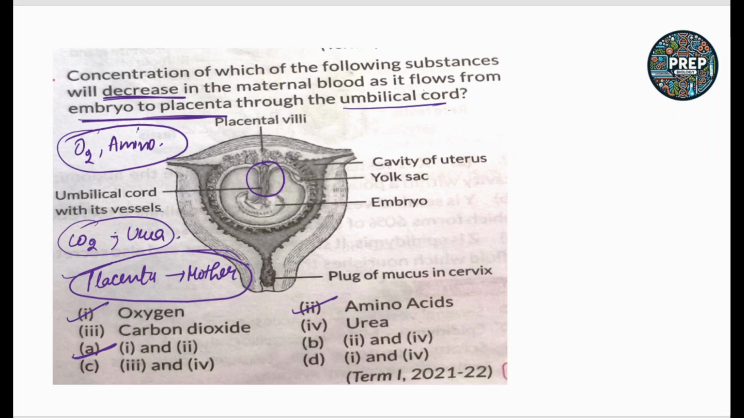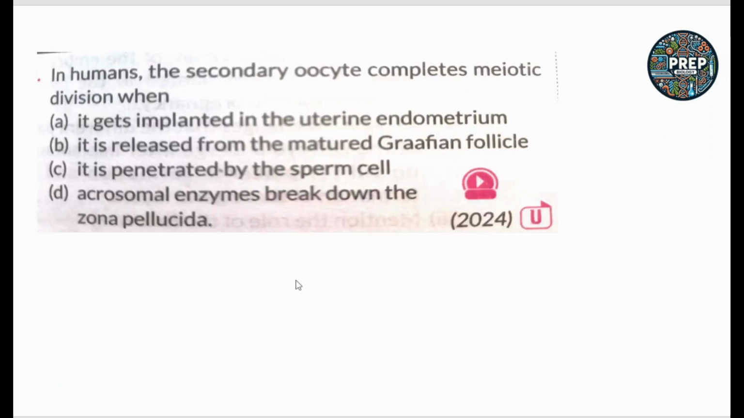Next question is, in humans, the secondary oocyte completes meiotic division when? In humans, the secondary oocyte completes its meiotic division when? This is a question from your gametogenesis.